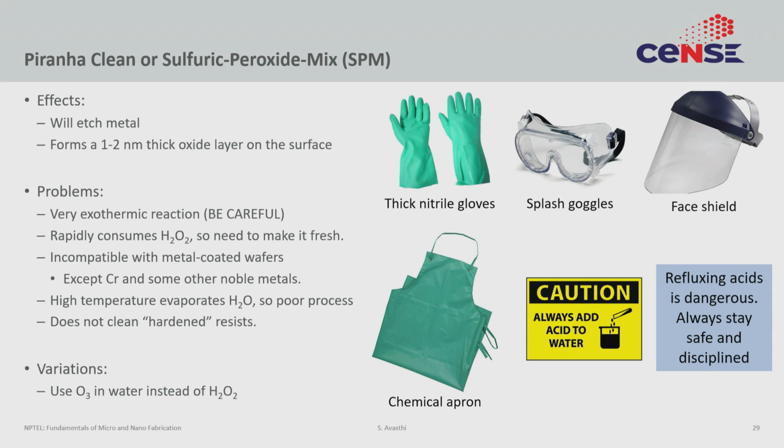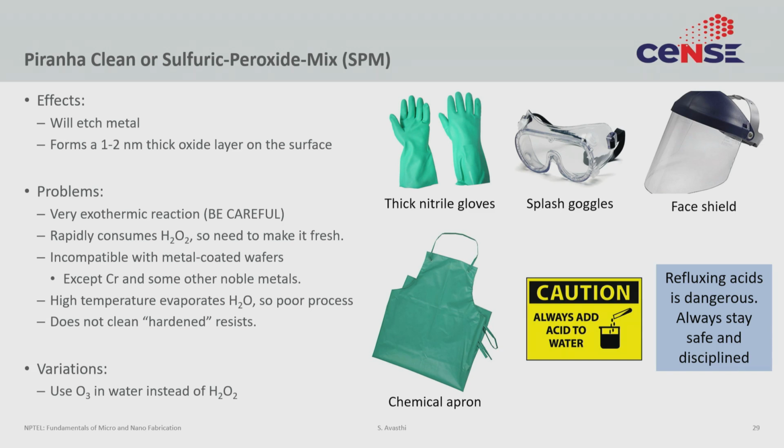There are certain side effects of the Piranha etch or SPM etch. It will etch metal. So if your samples have metal on them, you should not do Piranha clean. It also forms a 1 to 2 nanometer thick oxide layer on the silicon surface, and that is because the silicon also gets oxidized by the H2O2, and the thickness of that oxide is 1 to 2 nanometers. It's a weak quality oxide. It's called a chemical oxide. It's not useful for any electronic application, but it does form.